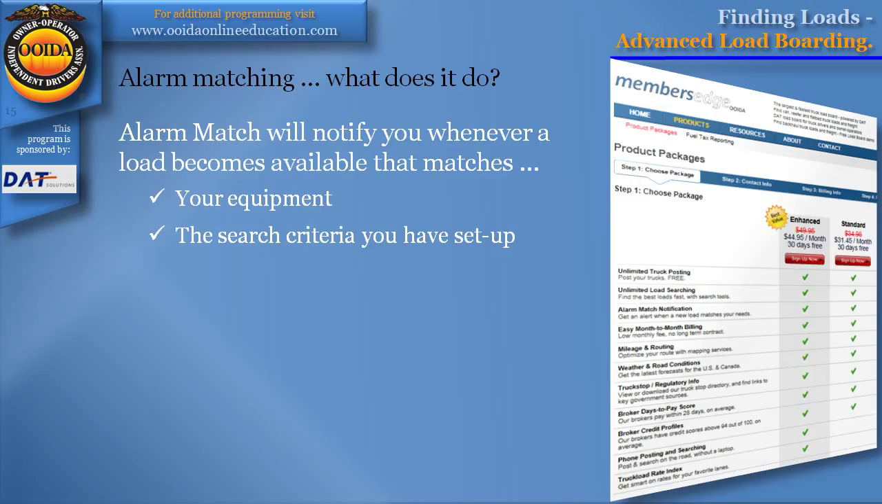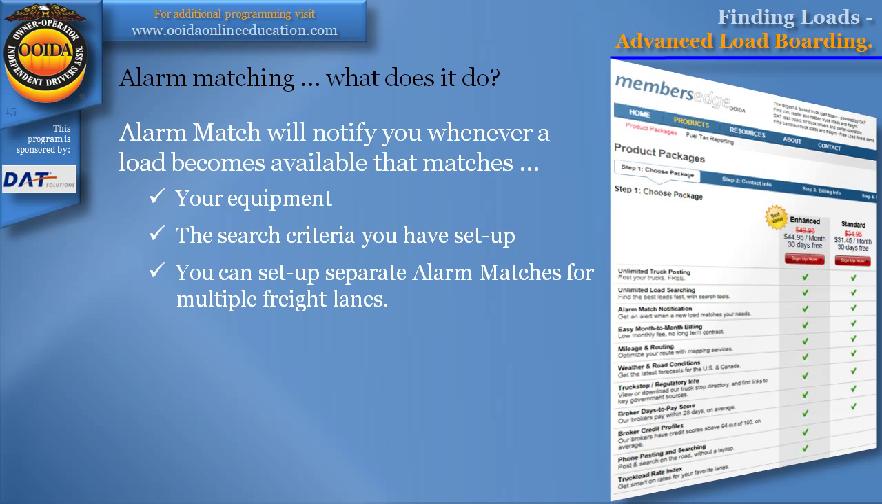Let's say you have multiple lanes you want to look into. You can do a search, set an alarm. You can do another search, set an alarm, do another search, set an alarm, and get all your lanes covered so that you get alerts the second anything shows up on any of those lanes.